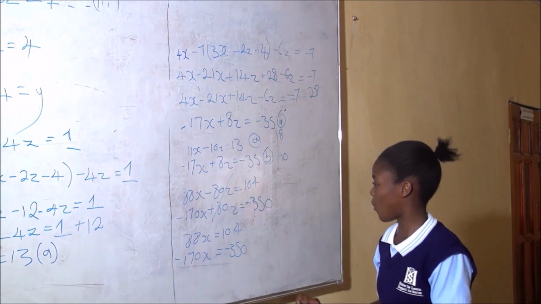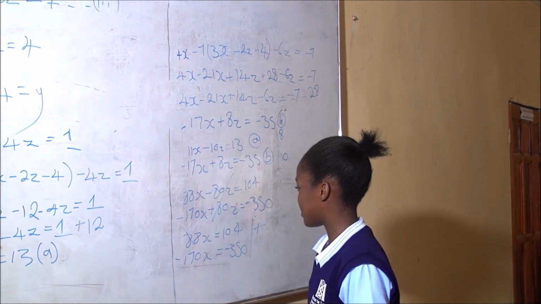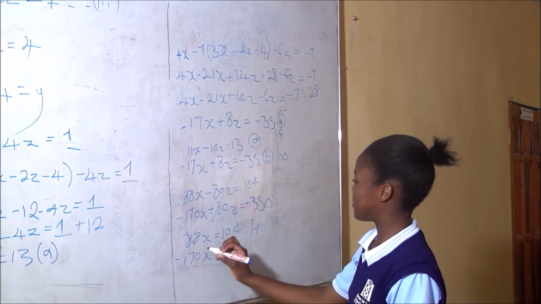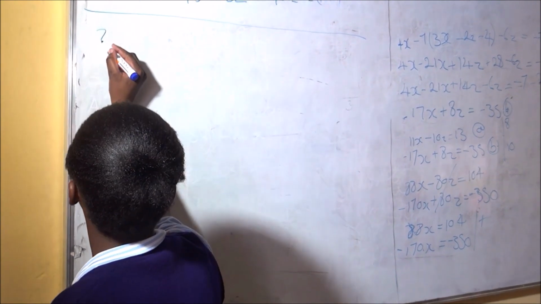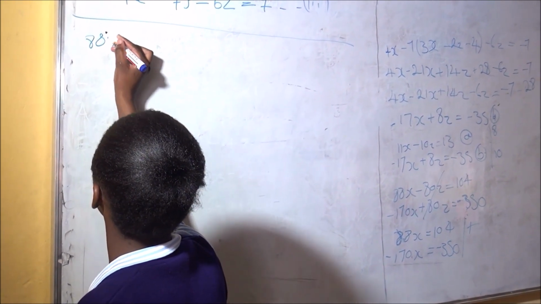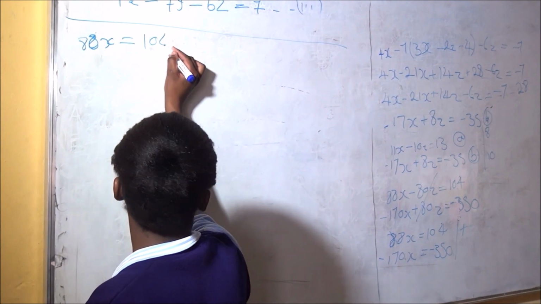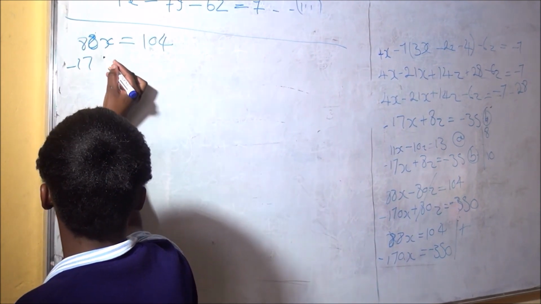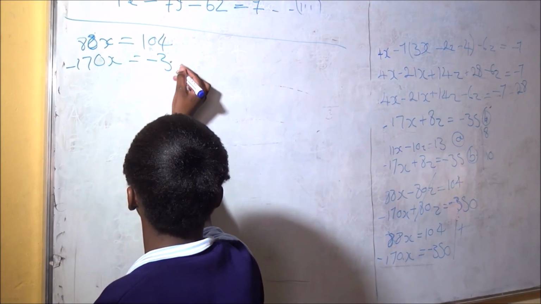After this, we are going to add. When we do 88 minus 170, we are on this part, which is going to be 88x, which is equal to 104. Then negative 170x, which is equal to negative 350.